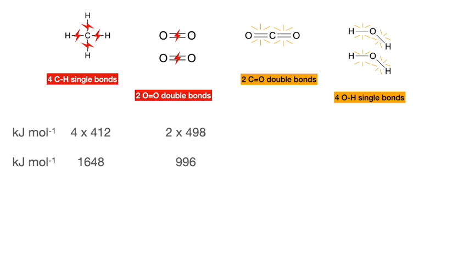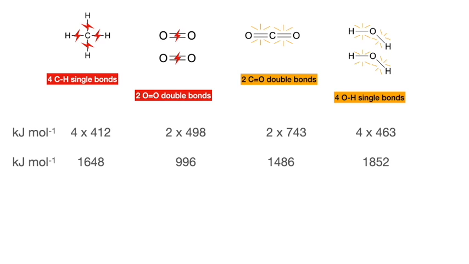Now, bond forming. The mean bond enthalpy for a carbon-oxygen double bond is 743 kilojoules per mole. We need to form 2 new bonds, so that means 2 times 743, which equals 1,486 kilojoules per mole. Finally, water. We have 2 molecules, each with 2 new OH single bonds, each with a mean bond enthalpy of 463 kilojoules per mole. So 4 times 463 gives us 1,852 kilojoules per mole.